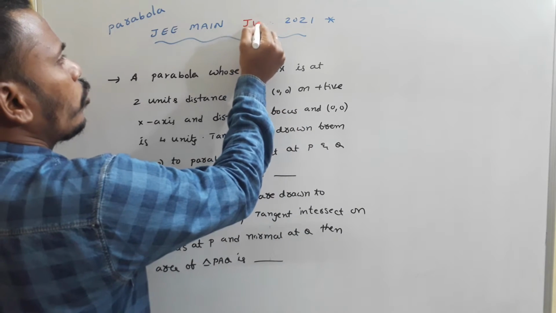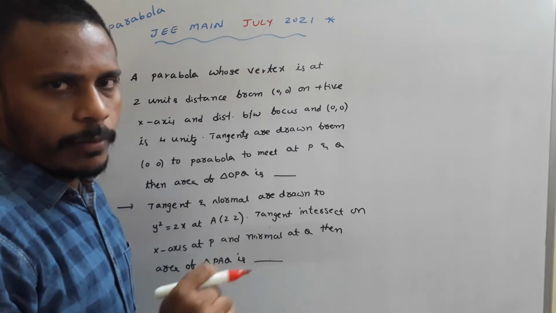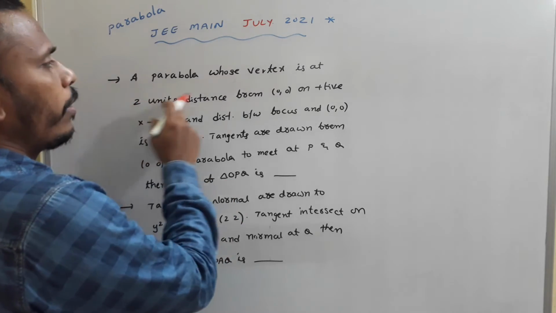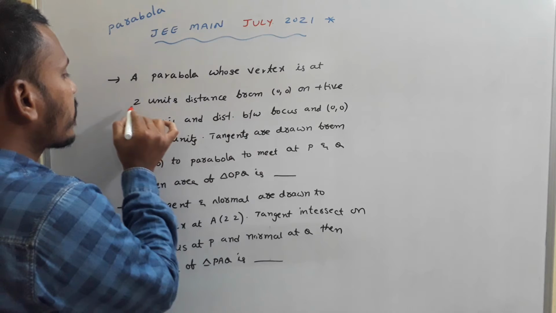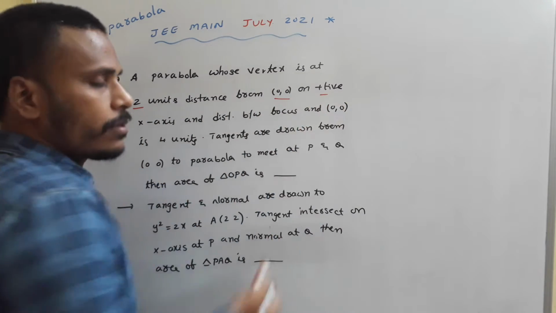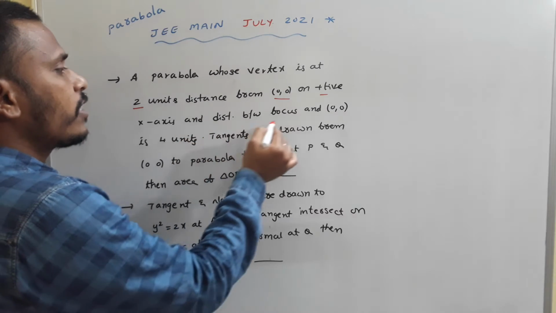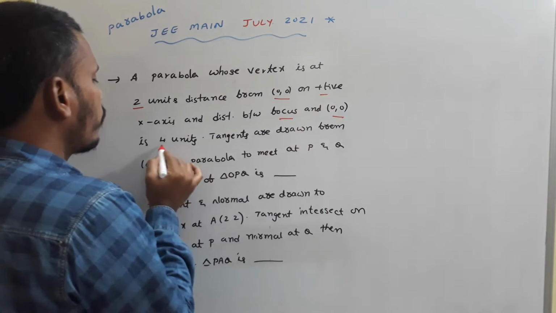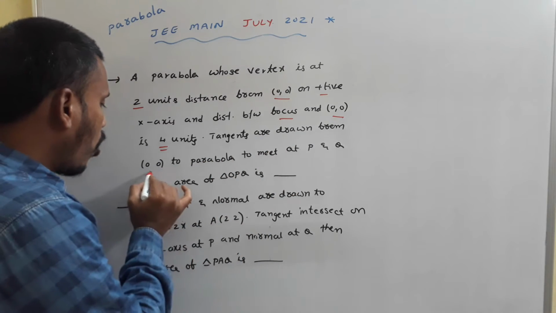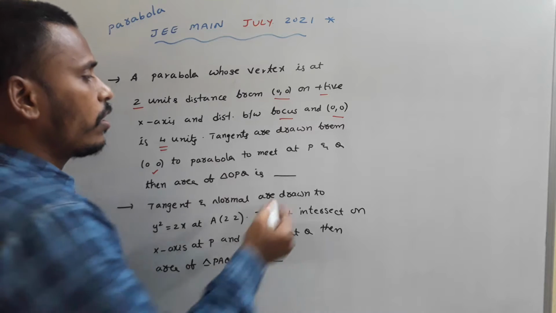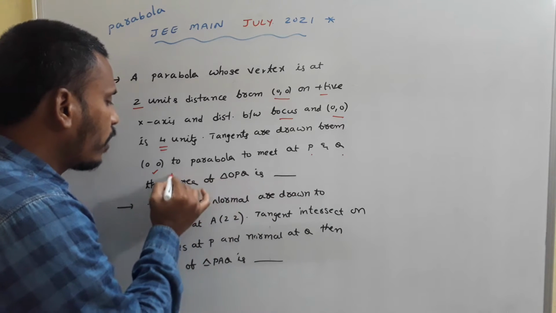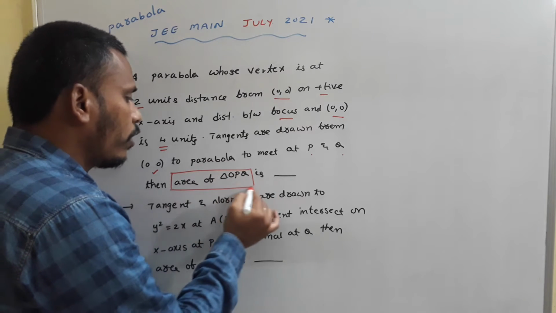JEE Main July 2021 questions from parabola. So we have two questions at present. A parabola whose vertex is at 2 units distance from origin on positive x-axis, and distance between focus and origin is 4 units. Tangents are drawn from origin to the parabola to meet at P and Q. Then area of triangle OPQ we need to calculate.